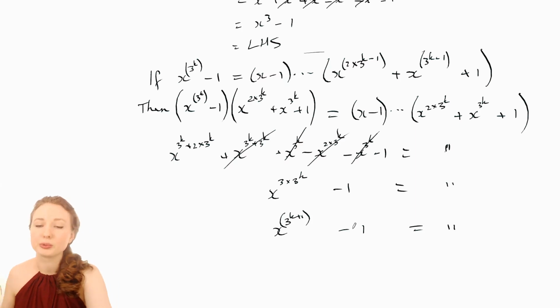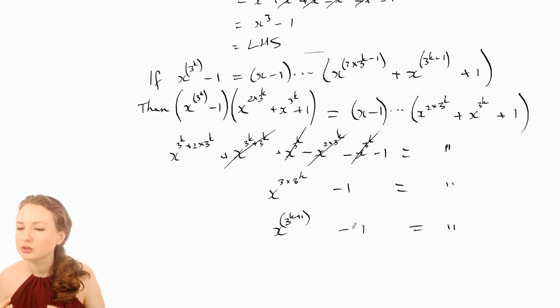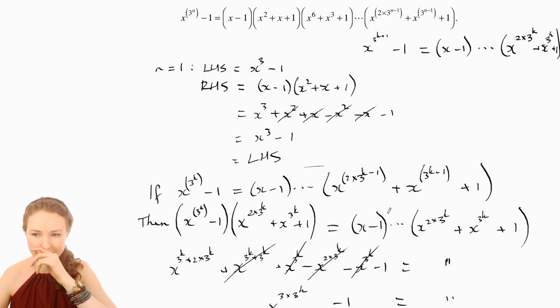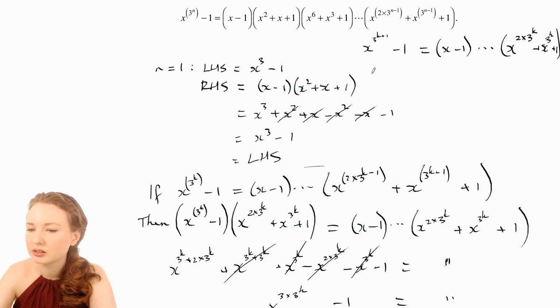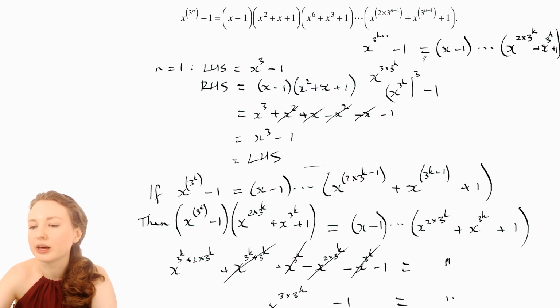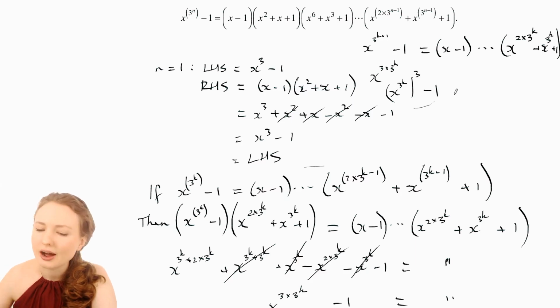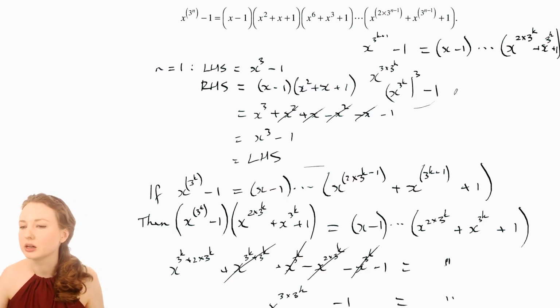And that's what we were trying to prove. So the way that I did it is different from how they did it in the solutions. What they did is they said this is x to the 3 times 3 to the k, and then that's x to the 3 to the k cubed. So what we have there is just that, and then they factorized this. So you can do it that way instead.